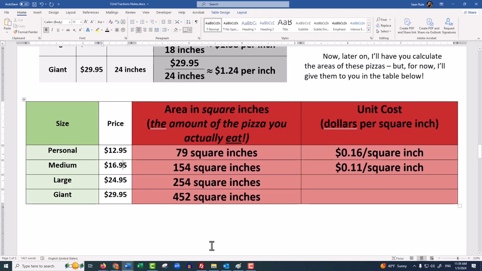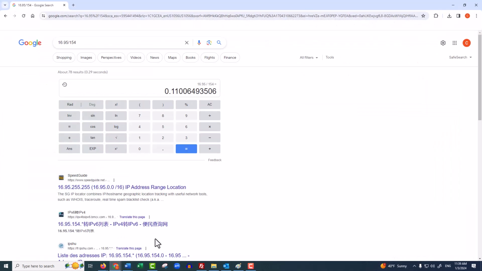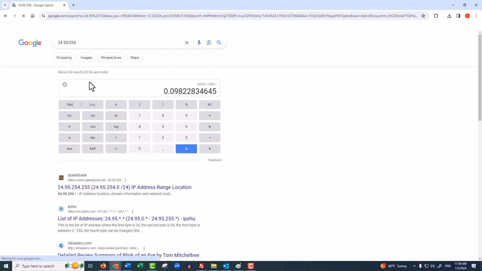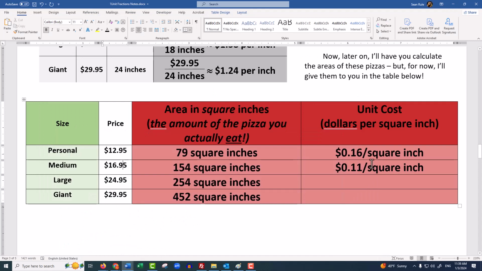$24.95 and 254 square inches. So this is about 10 cents a square inch. Let me check the rounding on that one. It's 0.098. So we're going to call that 10 cents a square inch. So yes, once again, it's cheaper.